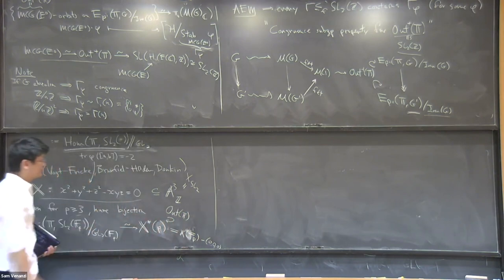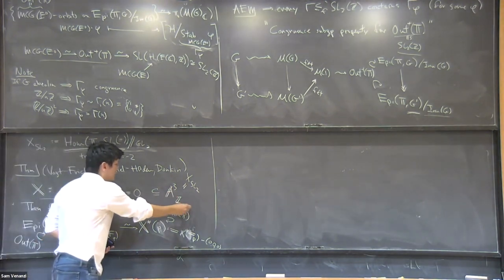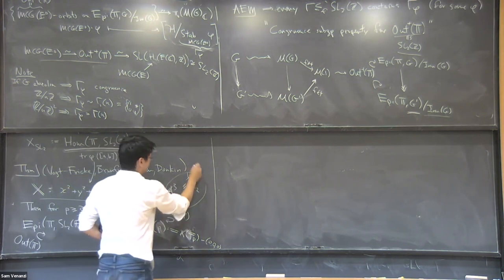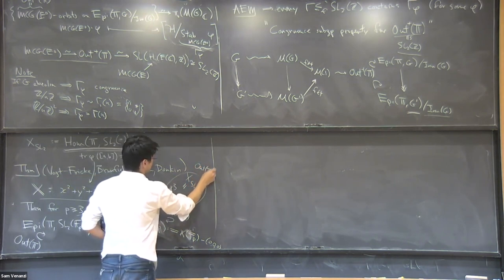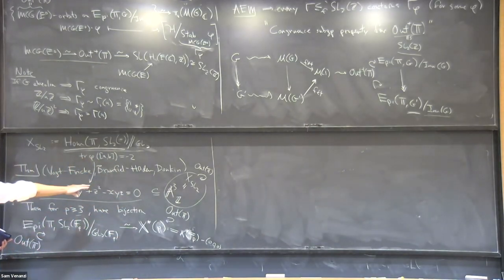It doesn't only act on the F_p points. In fact, it actually acts on the whole surface. In fact, this Out(π) action acts on the full character variety. So you get an Out(π) action on the whole character variety, and this action actually preserves this hypersurface given by the Markov surface.